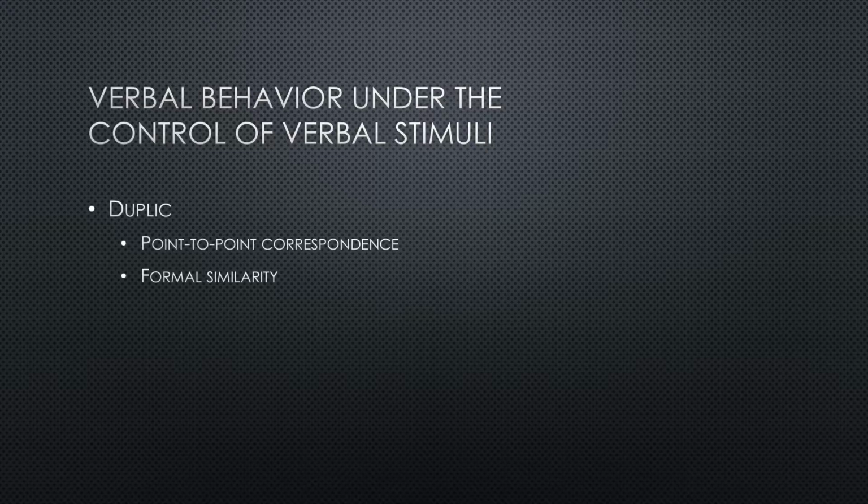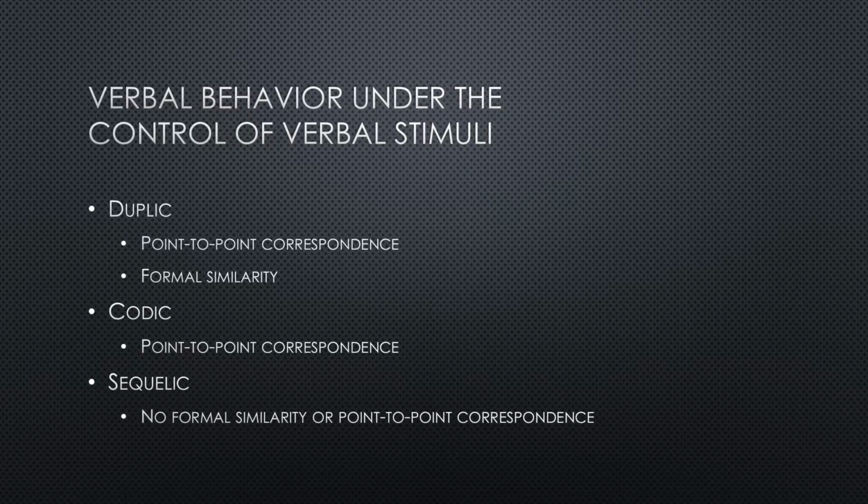So now we come to the definitions of the operants. Duplics are verbal operants controlled by verbal stimuli, and there is point-to-point correspondence and formal similarity between the stimulus and response. Codics are similar, but the stimulus and response have only point-to-point correspondence, not formal similarity. And finally, from last week, sequelic intraverbals have no point-to-point correspondence with their controlling verbal stimuli. As with all operants except for the mand, these are maintained by socially mediated generalized conditioned reinforcement.